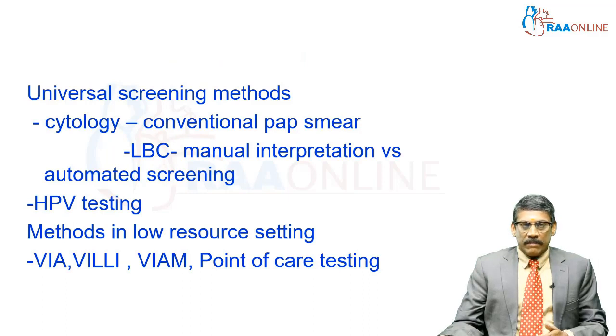There are universal screening methods and methods in a low resource setting. Of the universal screening methods, you have the conventional PAP smear and the LBC in cytology. The LBC meaning a liquid based cytology where we use manual interpretation versus your automated screening, and we'll see that a little later, and we could do the HPV testing also. Methods in a low resource setting would be the VILI, VIA, VIM and point of care testing, which also we will see in a couple of minutes.